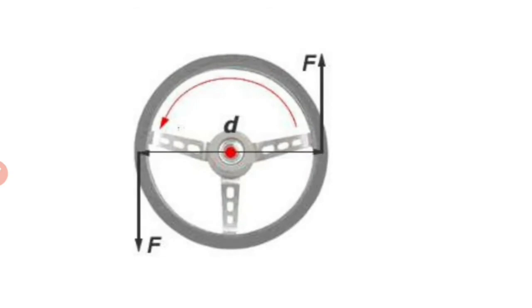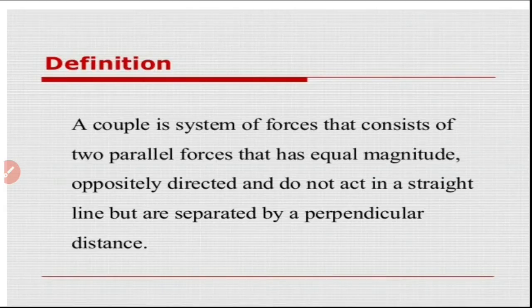In the case of steering of vehicles, the same thing is there. That means on either side of the steering, we will be applying force in opposite direction, and those two forces constitute a couple, and the couple produces torque. That's how this steering is rotating.